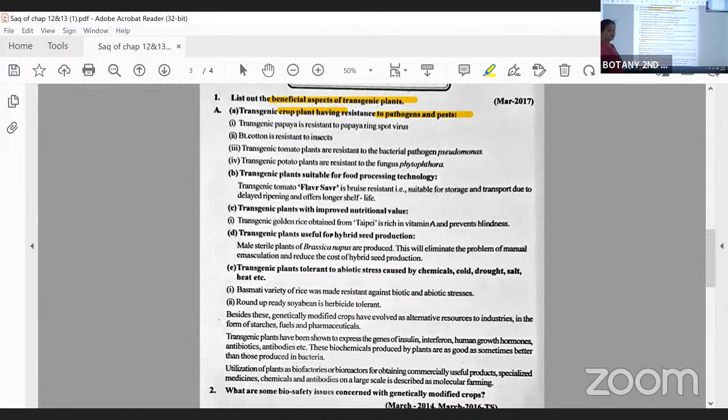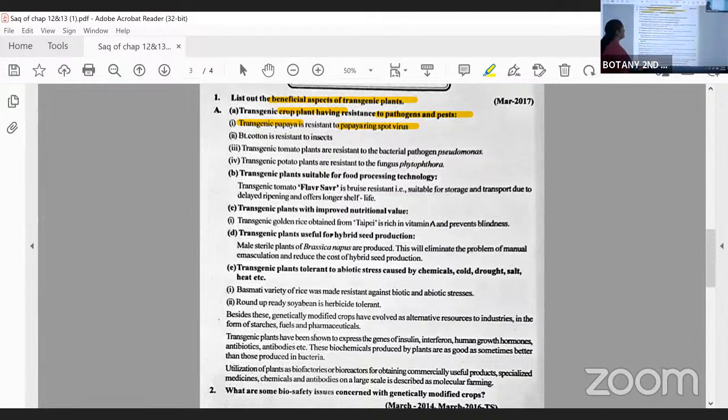Papaya, you can remember, transgenic papaya is resistant to papaya ring spot virus. Because the papaya plant is having less resistance capacity, but the fruit is very delicious and has many vitamins. In cosmetics also we are using the same thing, since it has some medicinal values. So the transgenic papaya will be resistant to the papaya ring spot virus.